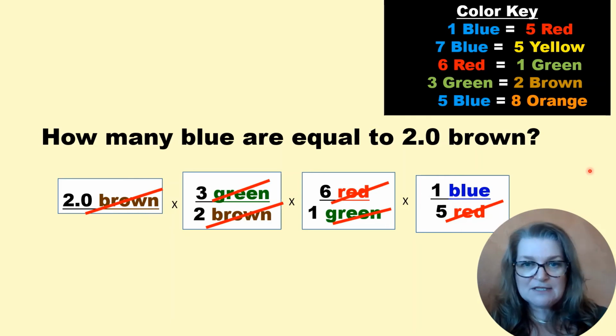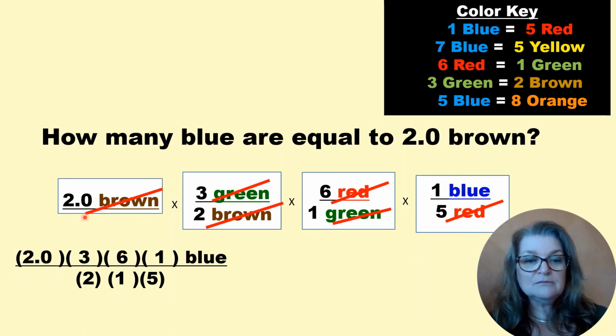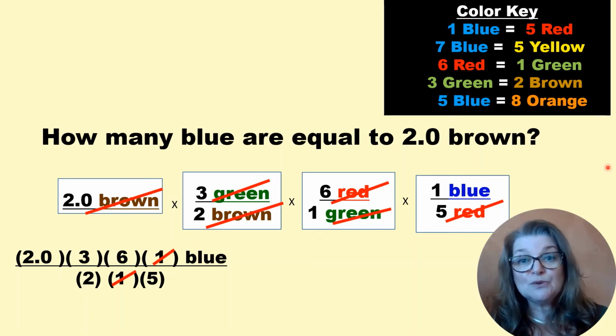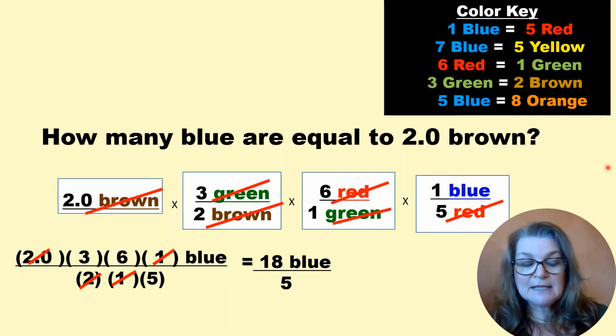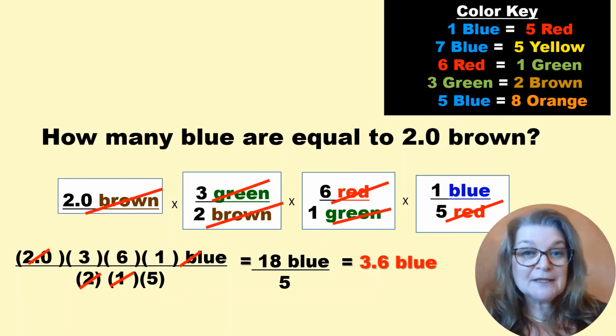So now if we take a look at what's left here, what have we not canceled out? We still have 2.0 times 3 times 6 times 1 blue over 2 times 1 times 5. Remember, if they're the same number in the numerator and the denominator, we can take it out. So we can take out the 1s and we can also cancel out the 2s. So we're left with 3 times 6 blue over 5, or 18 divided by 5, and that's going to equal 3.6 blue. So by using dimensional analysis, we were able to simplify this problem down to just a few numbers before we ever put anything in our calculator.